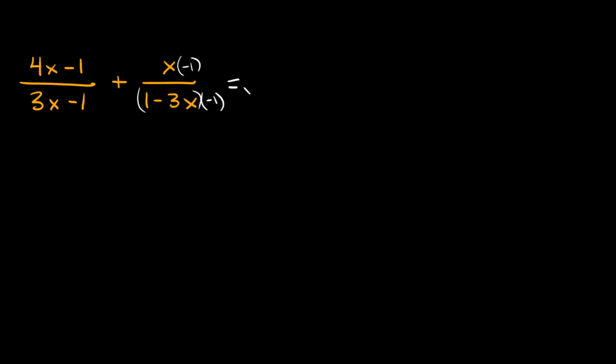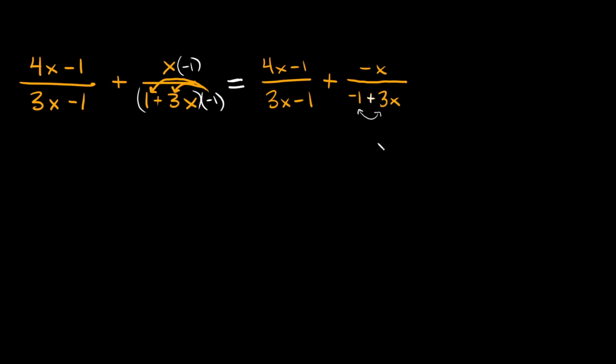Okay, so if we simplify this whole thing, first of all, let's bring this over. So this is going to be 4x minus 1 over 3x minus 1. And then we're adding, right? So we're going to have plus our other fraction. Here, x times negative 1 is equal to negative x. And then here, 1 minus 3x times negative 1, all you have to do is distribute this negative 1. So negative 1 times 1 is equal to negative 1, and then negative 1 times 3x is equal to positive 3x, right? So plus 3x.